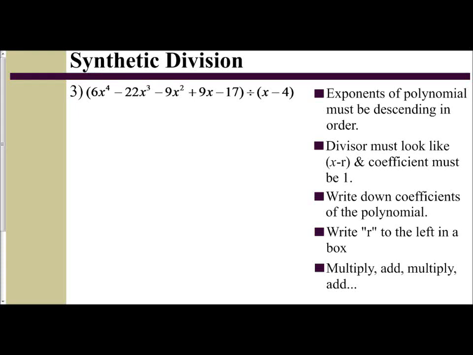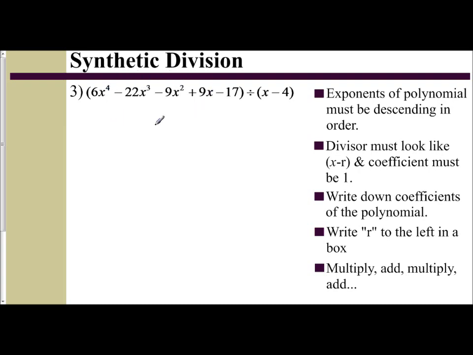In this example, we're going to do synthetic division with a fourth degree polynomial of 6x to the fourth minus 22x cubed minus 9x squared plus 9x minus 17. And we're going to divide by the binomial x minus 4. And so what I'm going to do is I see all my exponents are in decreasing order.